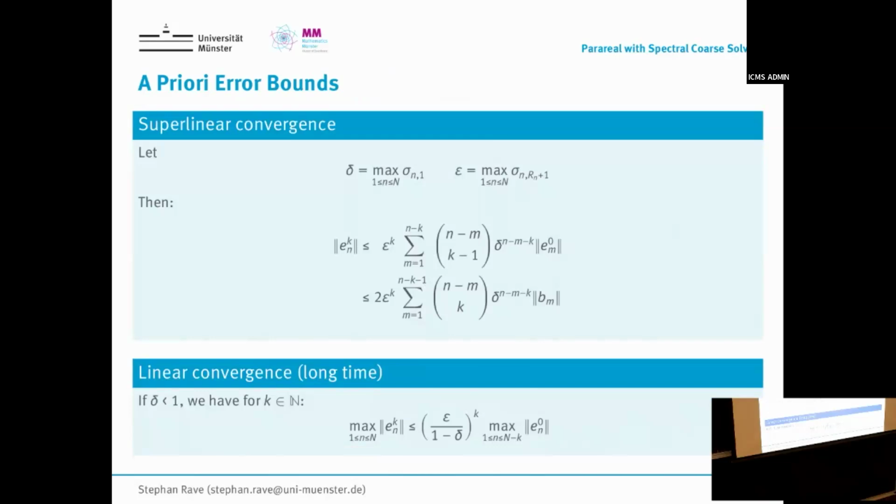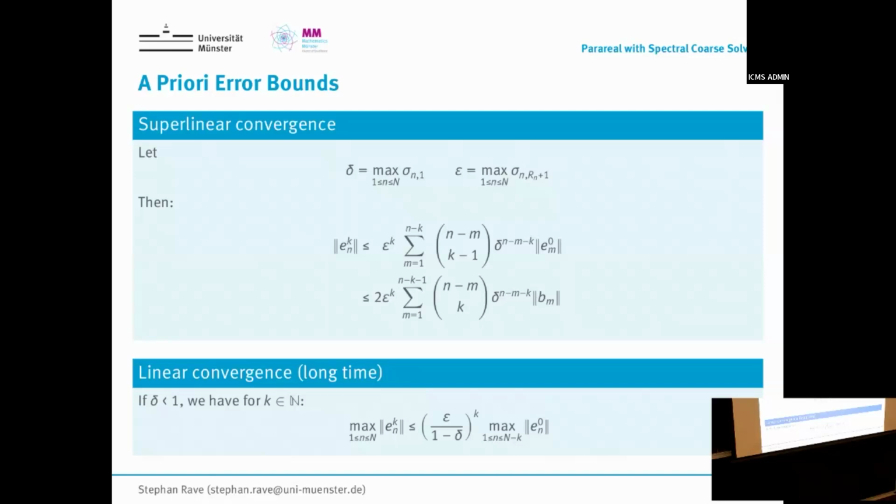Yeah, so in particular, you have this superlinear convergence bound, where here you have epsilon to the k. So epsilon is the truncation error. And here you have powers of delta. Delta is the norm of the fine solver, or the first singular value of the fine solver. Yeah, so epsilon is supposed to be a small number, so this goes down. And then here these binomial coefficients, if the m increases, also go down to 0. So this is why it's superlinear.